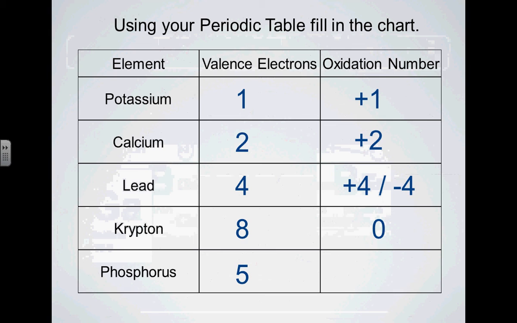Phosphorus has 5 electrons in its outer shell. Zach, what would its oxidation number be? That would be -4. Not -4, -3. It's missing 3 electrons to bring it to 8, which would be stable.